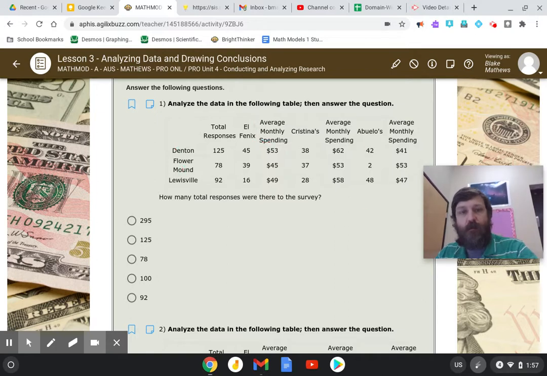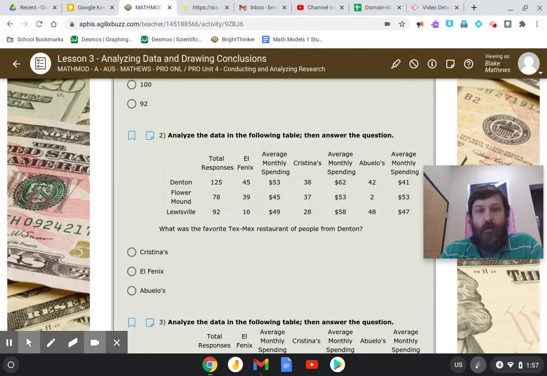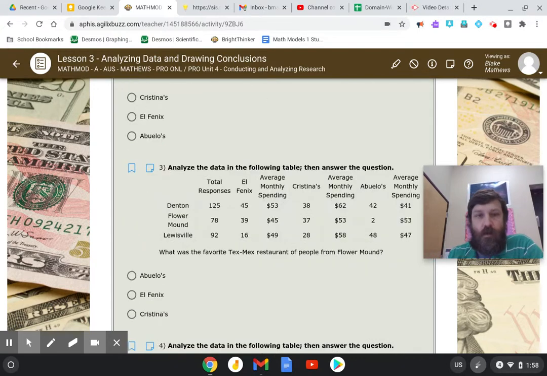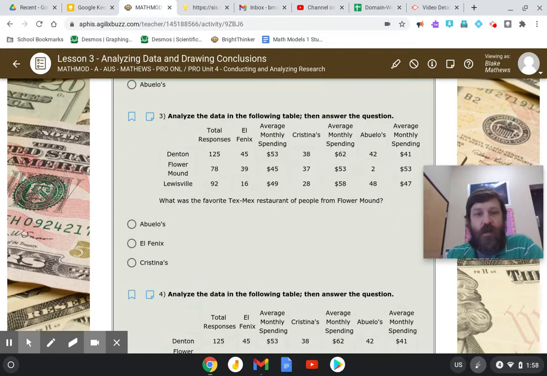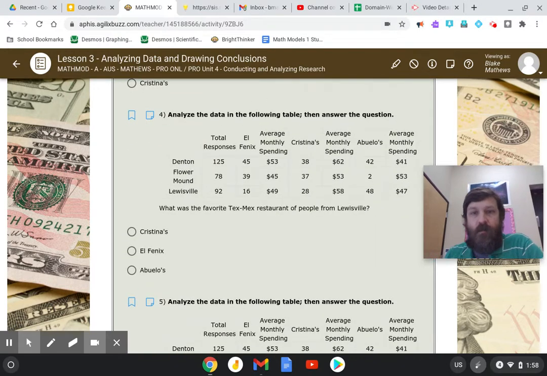Christina's, Abuelo's. How many responses were there to the survey? Total responses are right here. So you need to add up this column to find the answer here. The rest of these are really just answering questions based on the table. Which was a favorite Tex-Mex restaurant of Denton? So you look at the Denton row and we see which one had the most people choose it. Same thing for Flower Mound. Same thing for Louisville.